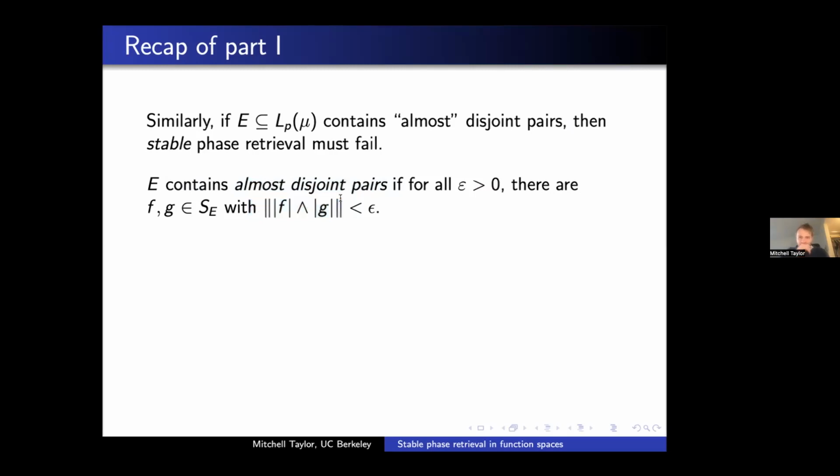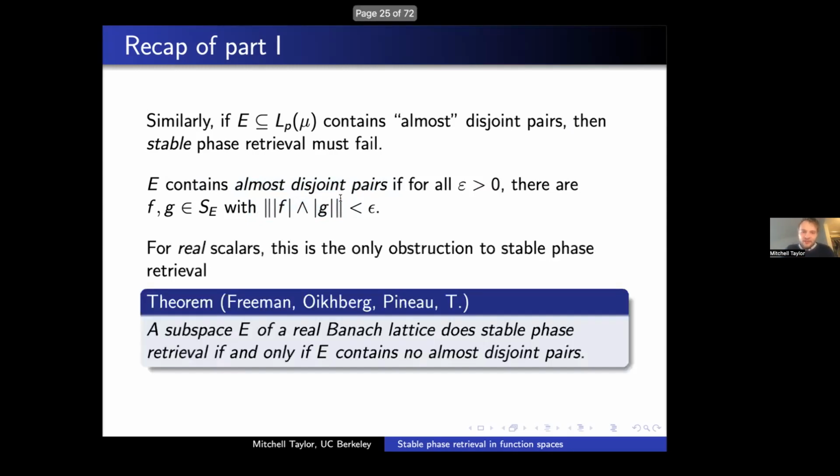All right, so that's the very obvious obstruction to stable phase retrieval, and the first theorem that Dan, Timur, Ben and I were able to prove is that when you're considering real scalars, this is the only obstruction to stable phase retrieval, and this is not only true just in LP spaces; it's true for general Banach lattices. So the theorem we were able to prove is that a subspace E of a real Banach lattice does stable phase retrieval if and only if the subspace does not contain almost disjoint pairs.